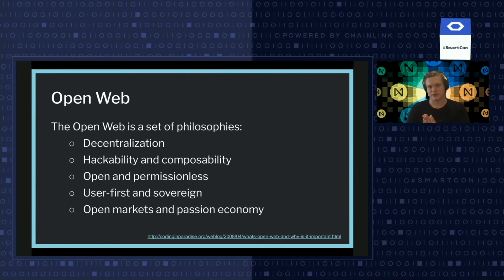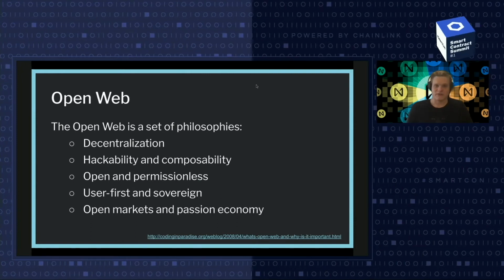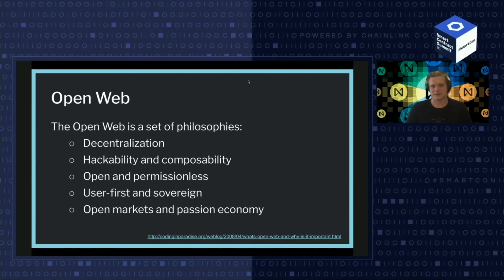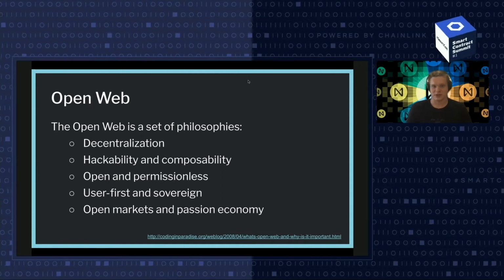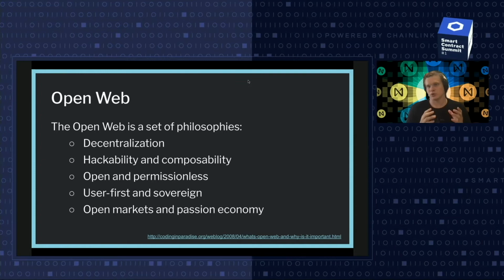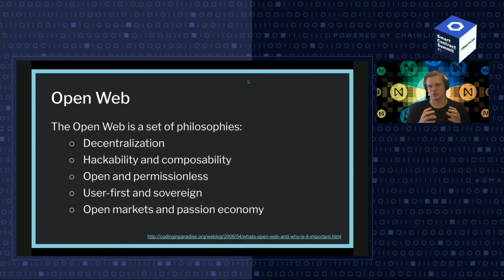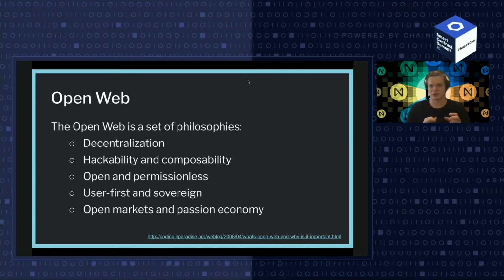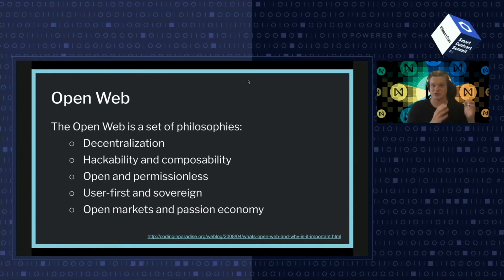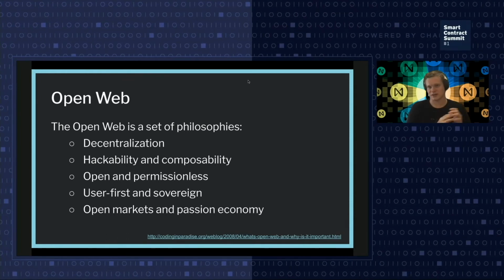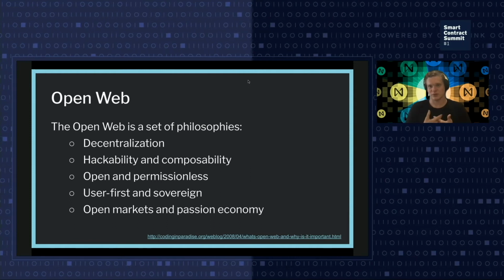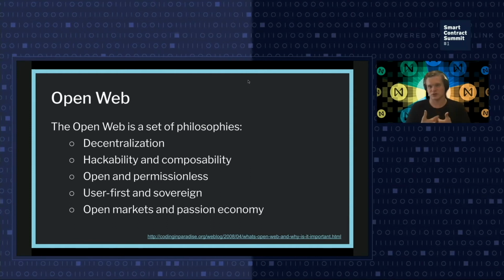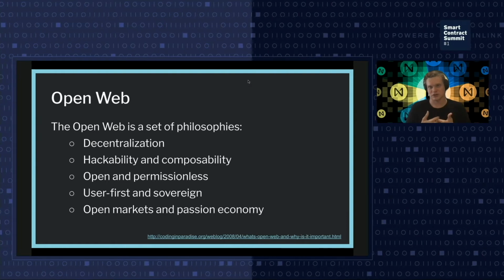So what is Open Web, right? Open Web is actually just a set of philosophies, and decentralization is obviously at the core of it. The hackability and composability is really important, right? This is the ability that you should be able to always build on top of each other, right? Because in the normal web, it started like that and people were trying to build it like that. But over time, because of the internal incentives for any company, they really want to build everything internally and close the gap.